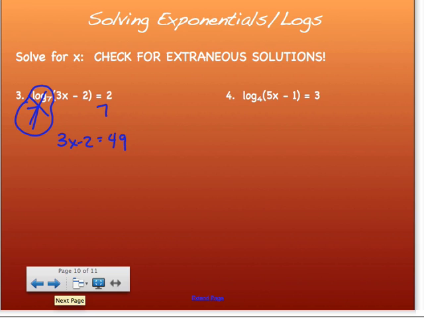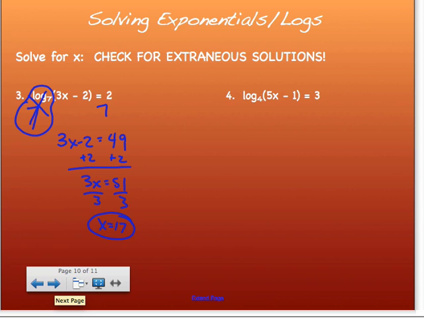And now it becomes a simple algebra problem. Add 2 to both sides, and so I have 3x is equal to 51. And divide by 3 on both sides, and you should get 17. So x has to be 17. Again, checking your work is vital here.